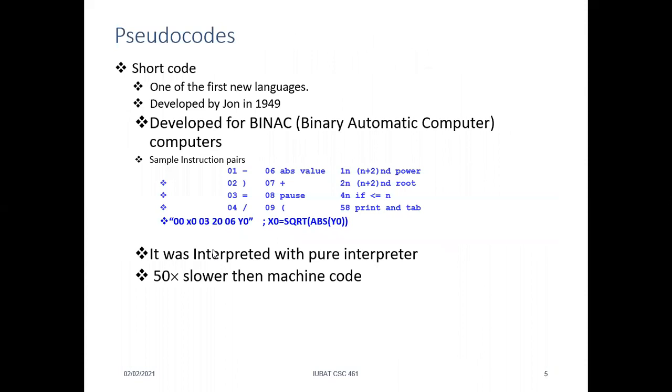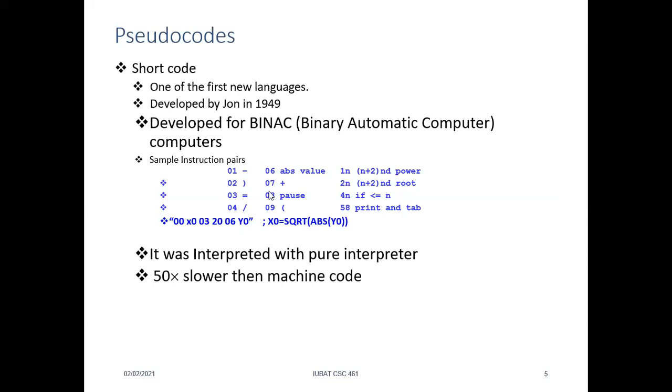Now what they did, they first started with the shortcode. So for the instruction set, instead of writing zeros and ones, this is one of the first new languages, we're calling it shortcode, and it was developed by a scientist called John in 1949. It was developed for binary automatic computers. Now this one used a small set of instructions. How? Look at this example.